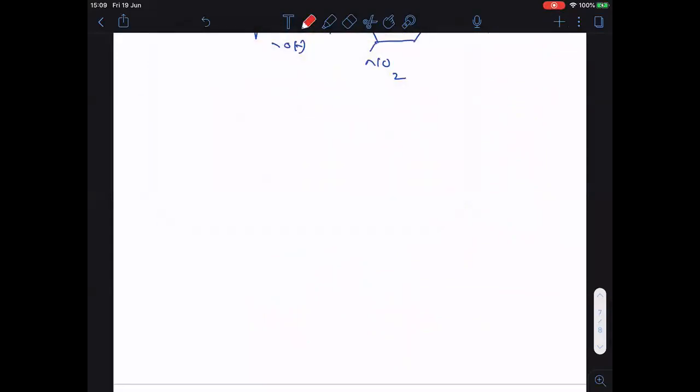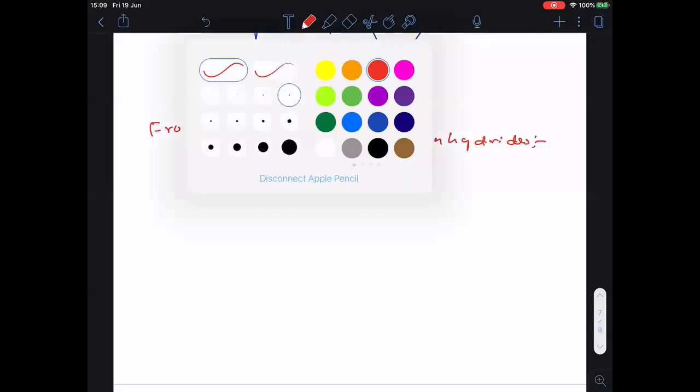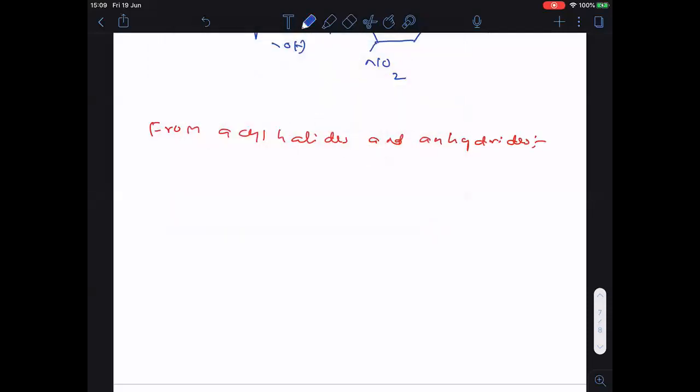Now, coming to the next preparation method, still two or three methods are there. So the next one is from acyl halides and anhydrides.